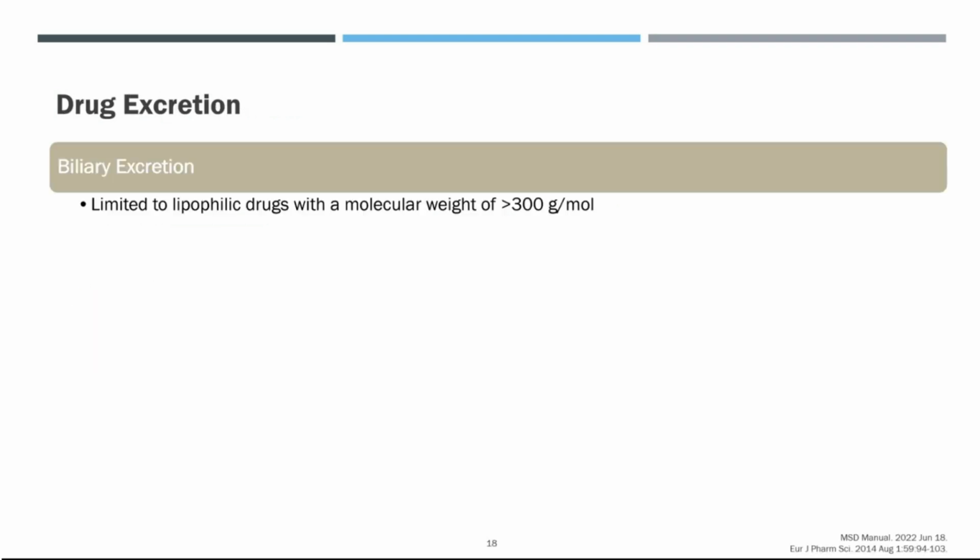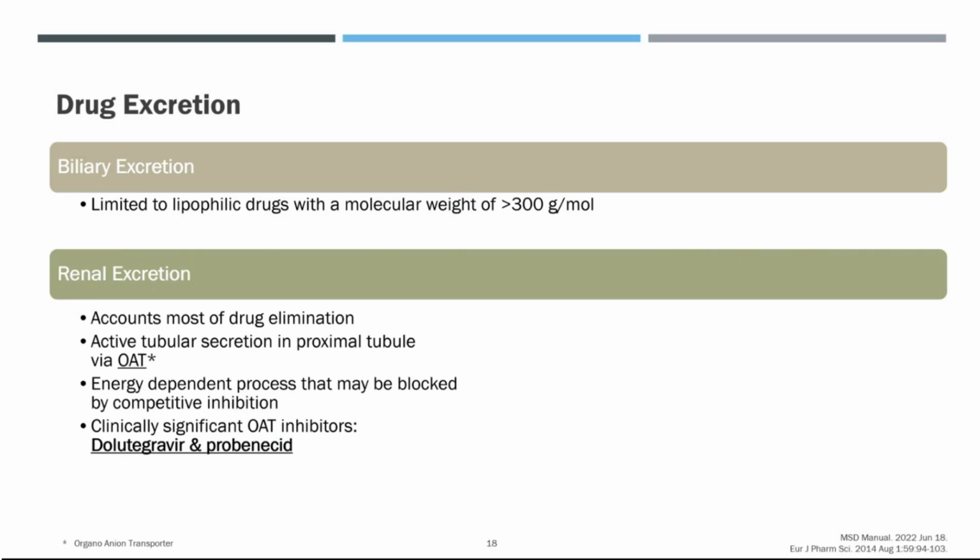So we talked about drug absorption and drug metabolism. The next and last part is drug excretion. There are multiple drug excretion processes. The first is biliary excretion, but this is more limited to lipophilic medications with a large molecular weight. But from a pharmacist standpoint, we actually focus more on renal excretion.